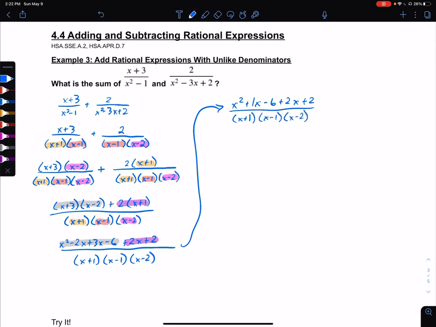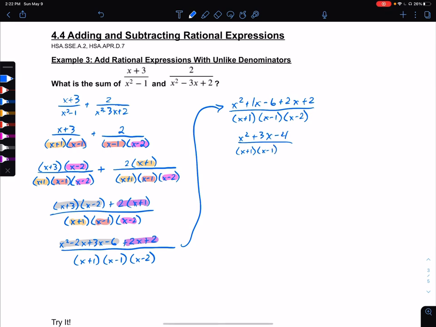Next, I'm going to combine like terms again. So my numerator, just x squared. I have 1x and 2x, which will give me 3x. Then negative 6 and positive 2 would be negative 4. So we're combining those like terms.